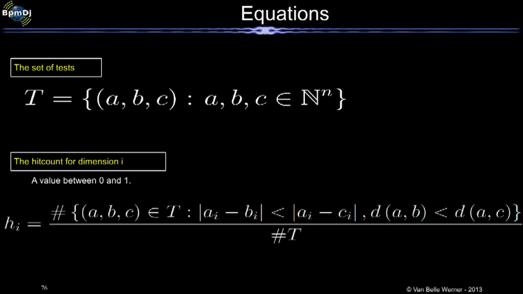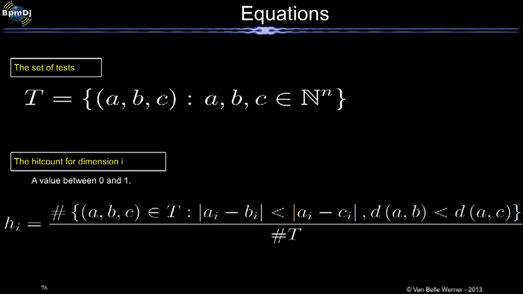Because later on I will introduce a novel method to train the weight vector, I need to introduce some formal notation and become a bit mathematical. The set of tests we conducted is called T. It contains tuples of A, B and C, all points from an n-dimensional space. A, B and C are the vector representations of each song. The hit count for a certain dimension tells us how many times that dimension was in alignment with the distance metric. This is written as the number of times |A_i - B_i| was smaller than |A_i - C_i|, given that the distance between A and B was also smaller than the distance between A and C.